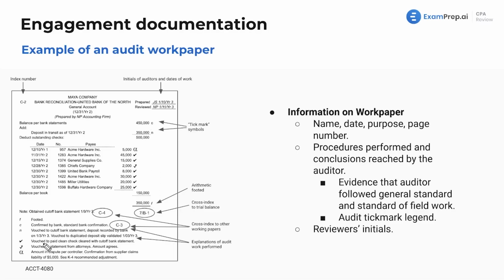A few other items, right? Vouched to paid, clean check cleared with cutoff bank statement, vouched to statement from attorneys. Again, not to go too much into this one particular example, but this is where you see, okay, this is legitimately what you would be preparing if you were working for the firm. And then here we have the account number in the general ledger. So this is bank account, let's say 2, right? It's C2. But in the general ledger, it's account 4080. Maybe the next bank account is 4090. That would be what we're looking at there. And I've got another example coming up for you as well.